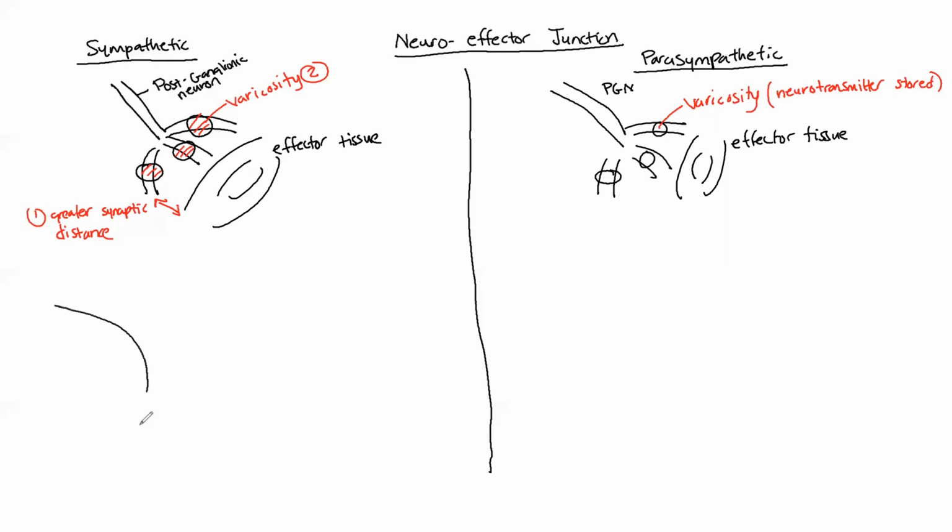So we've got our swelling or varicosity. And in this varicosity, because we're on the sympathetic side, what is our neurotransmitter? Who can tell me what our neurotransmitter would be on the sympathetic side?